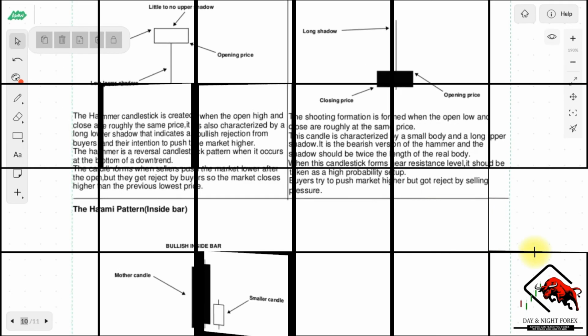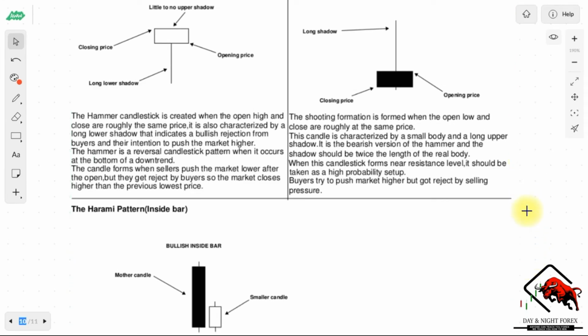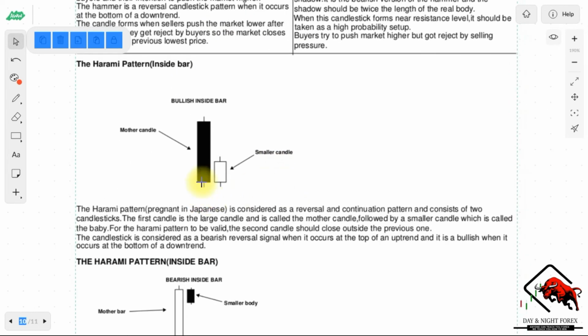So the next one is called the harami pattern, which is the inside pattern. The inside bar. Why we call this an inside bar, as you can see right here, is that the next candle needs to be inside the first candle. So it's almost like the opposite of an engulfing candle. With the engulfing candle, remember, we had this candle right here on this side, but now this one is a longer candle on this side or before the shorter body. So it's almost the opposite of that, but basically this is where we have the mother candle and the smaller candle. As we said, harami is the direct translation of pregnant in Japanese.